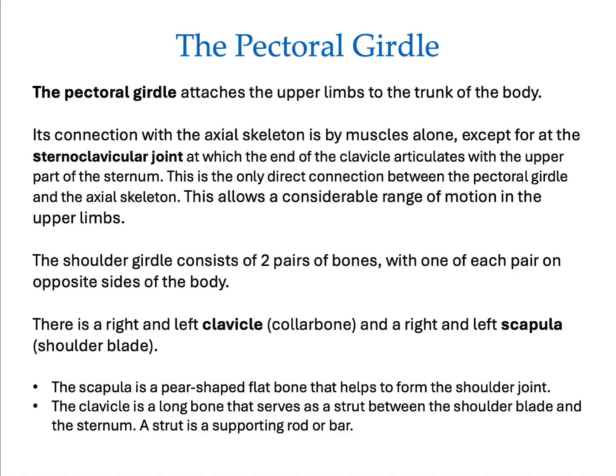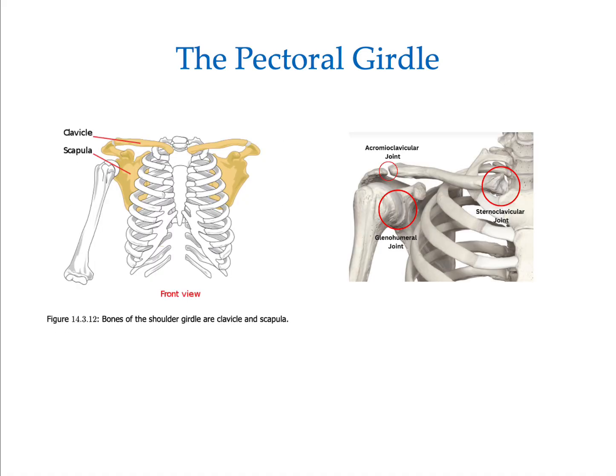The shoulder girdle consists of 2 pairs of bones, with 1 of each pair on opposite sides of the body. There is a right and left clavicle or collarbone and a right and left scapula or shoulder blade. The scapula is a pear-shaped flat bone that helps to form the shoulder joint. The clavicle is a long bone that serves as a strut between the shoulder blade and the sternum. A strut is a supporting rod or bar. Pectoral girdle. And on this view here, I'm showing the sternoclavicular joint, the articulation with the axial skeleton.